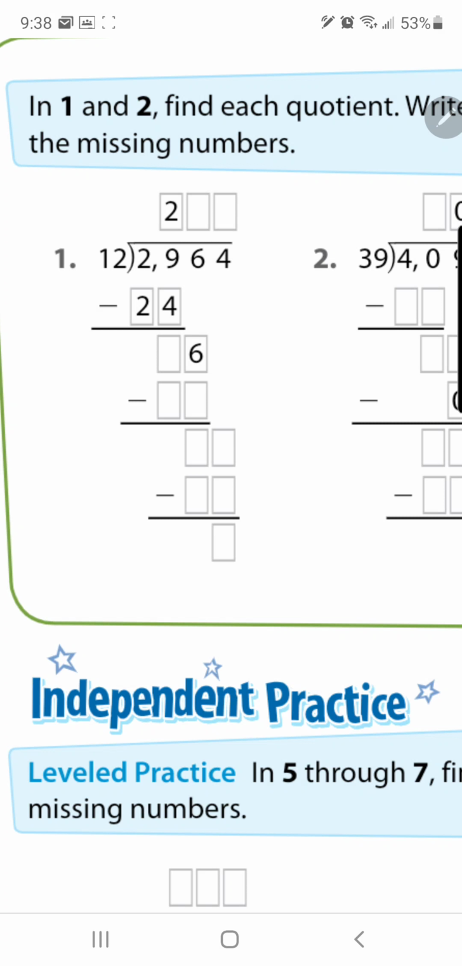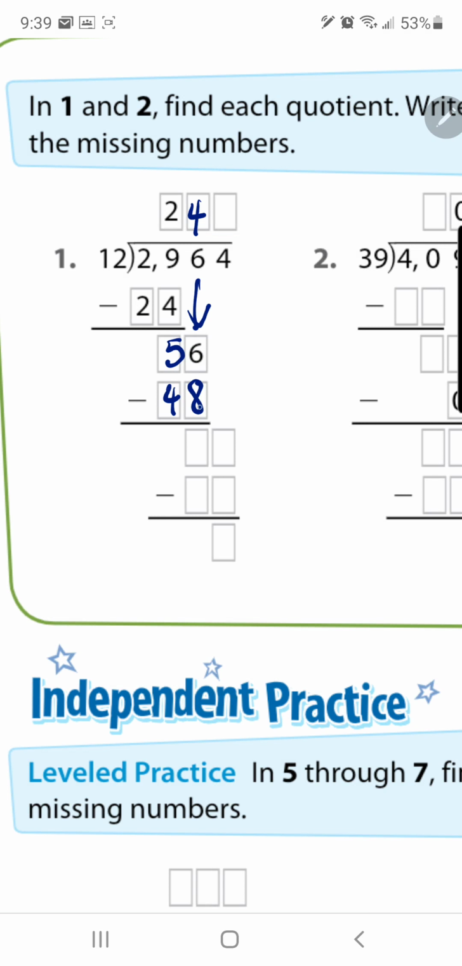Okay, so let's get started with number 1. Number 1, the first part has been done for you. You can see that you can make 2 groups of 12 with 29, so therefore 2 times 12 is 24. Find the difference there, and you end up getting 9 minus 4 equals 5. Then you bring down your 6. How many groups of 12 can you make with 56? So 12 times what gives you 56? Well, I know that 12 times 4 gives me 48. Because 12 times 5 is 60, that's too much. So 12 times 4 is 48.